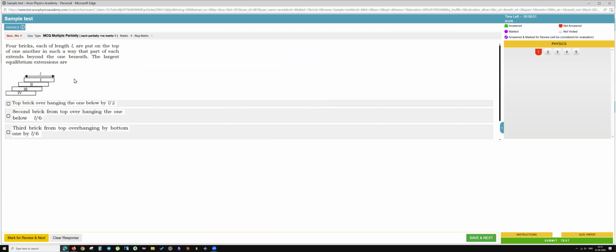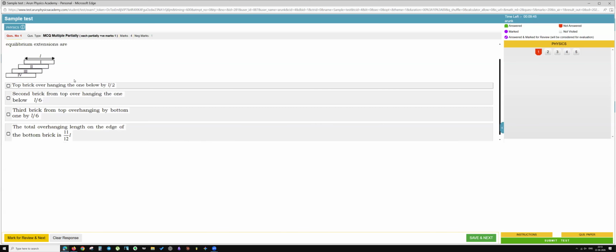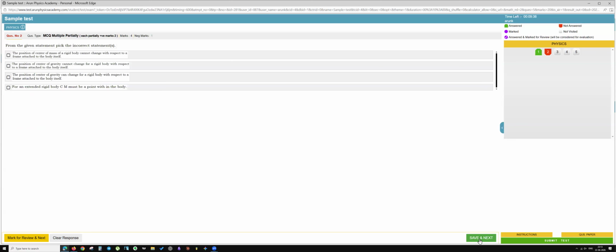So when you write a test, you can see there is some question. Don't worry too much about the question. There are 4 options. You solve the question, you mark it here, and here the options are important. This should be save and next. If you don't click that, it won't get saved. And how do you know you clicked it? Look at the right-hand side. See, it became green.